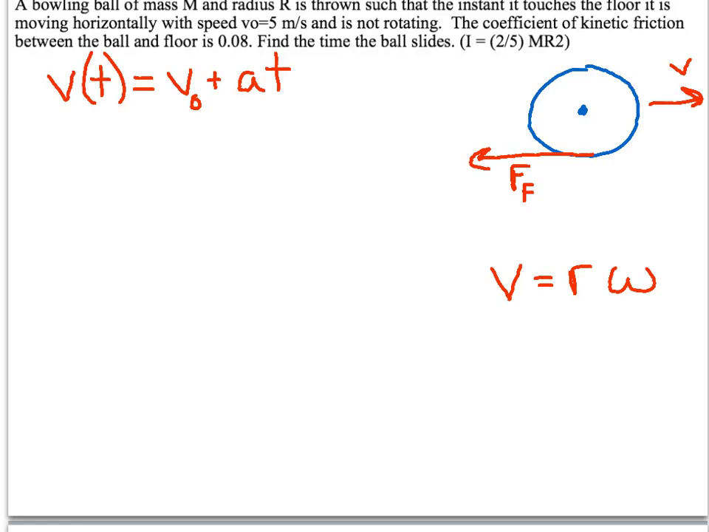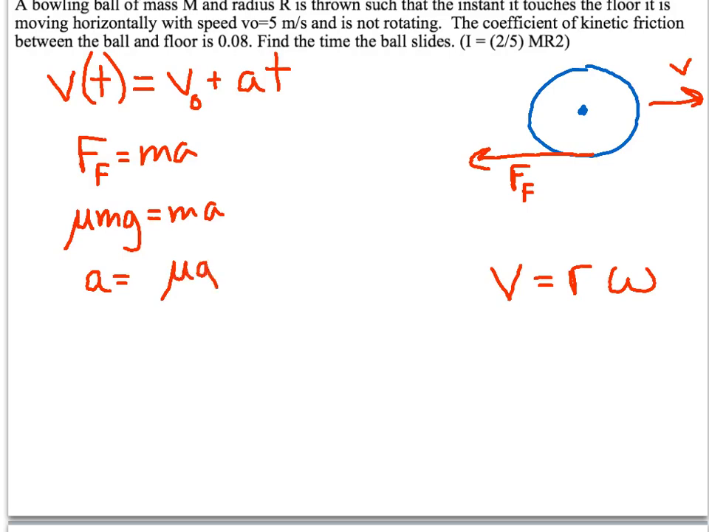And we can do that by saying our force of friction equals ma. If we do some rearranging and plugging in, we'll say that mu mg equals ma. Therefore, our a equals mu g. But we're going to say that this a is negative because our force is acting opposite to the direction that we're going. It's going to be slowing us down. So if we plug this a back into our original equation, we're going to get v of t equals v naught, which we know, minus mu g t. So far, so good.